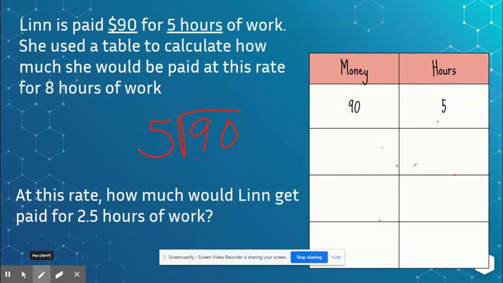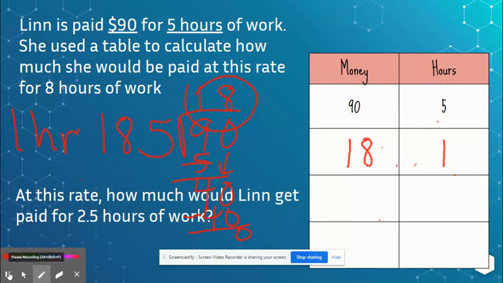I didn't really give myself enough room, but you have more room on your paper if you are showing your work. 5 goes into 9 one time. We get 4. Bring down your 0. 5 times 8 is 40. So, in 1 hour, she makes $18. I'm going to go ahead and put that on my chart so I don't forget. $18. Okay? So now this is going to make the problem easier to figure out how much she would get if she worked 2 and 5 tenths hours of work.